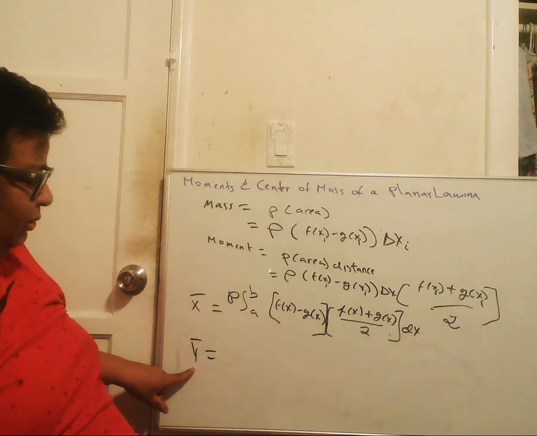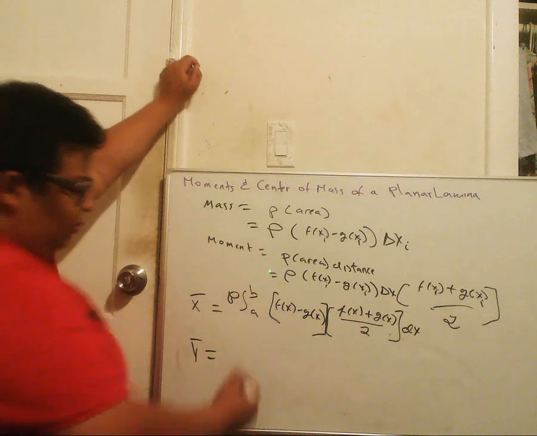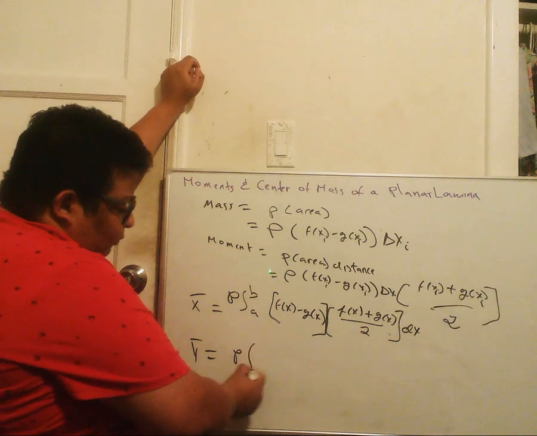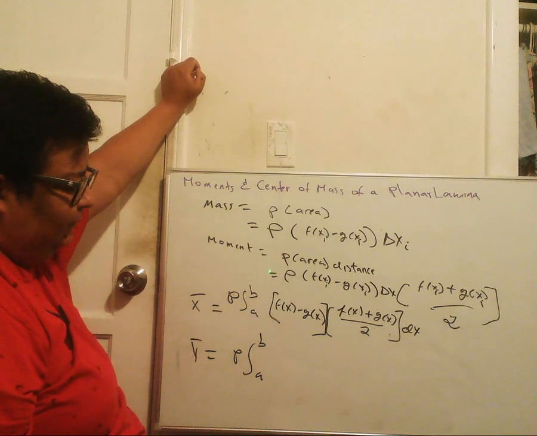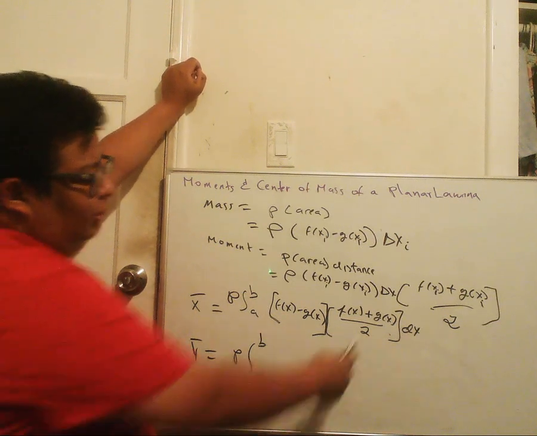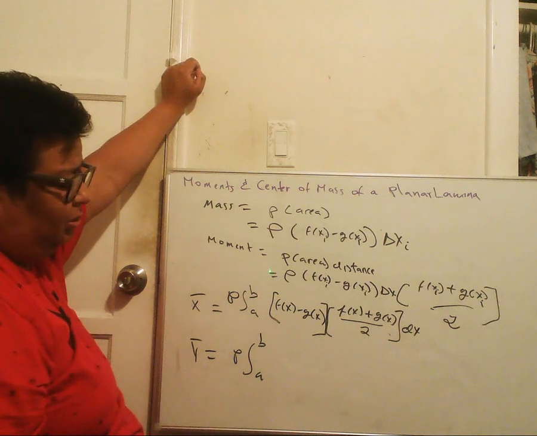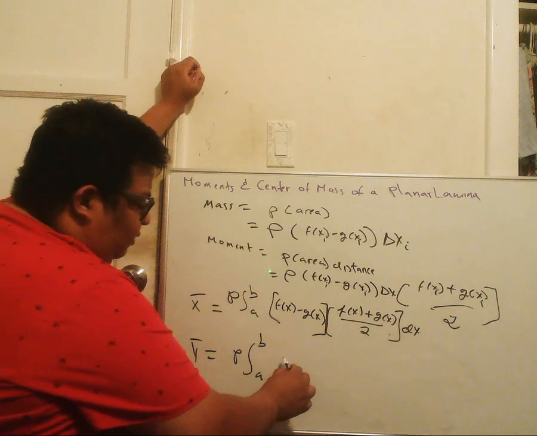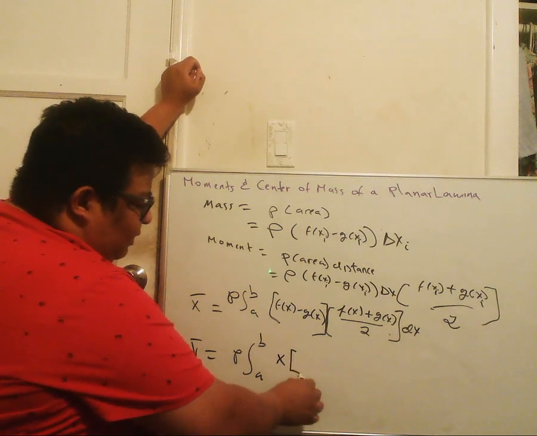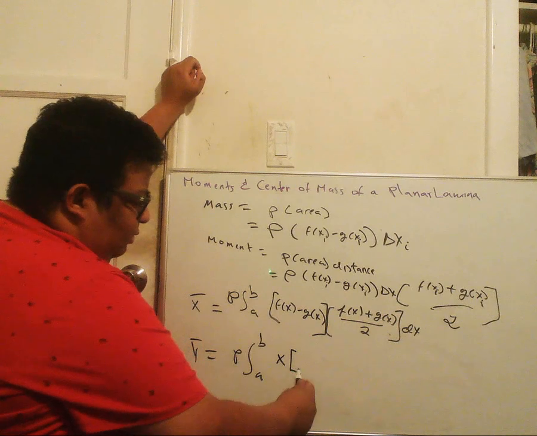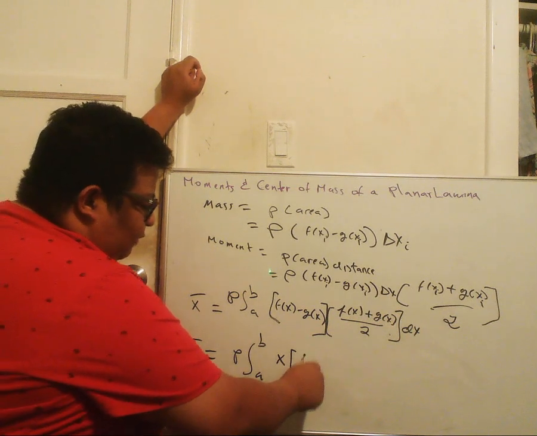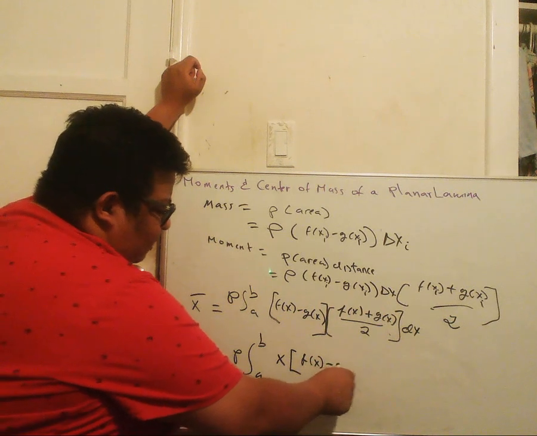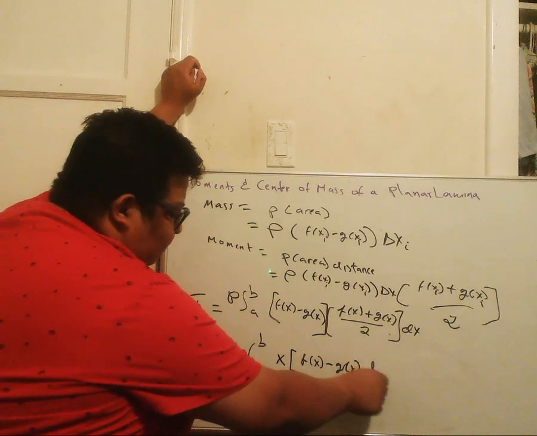And for the y, it becomes rho, integral from a to b. And then, remember, this distance for the y is going to become as follows. So it's going to be x times f of x minus g of x delta x.